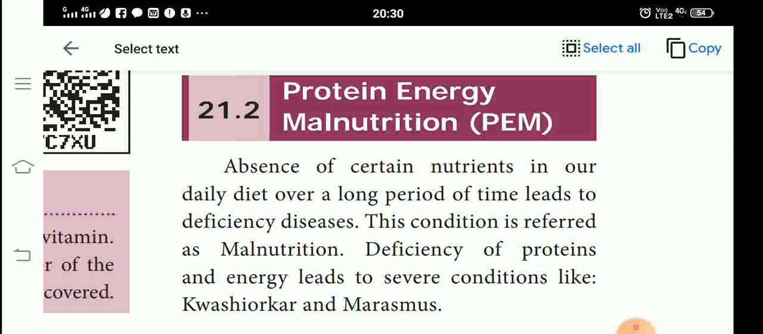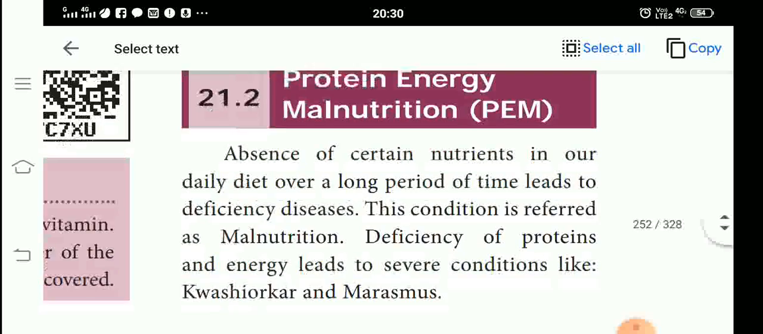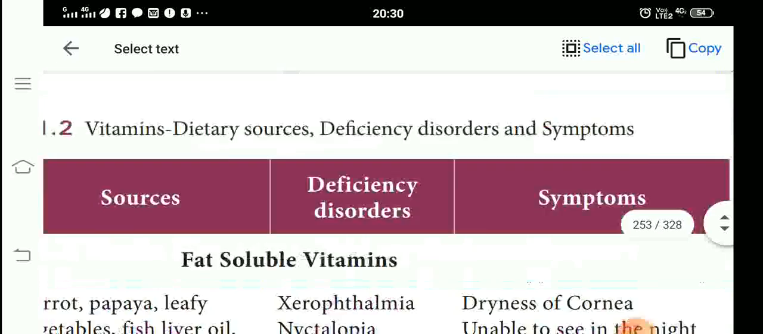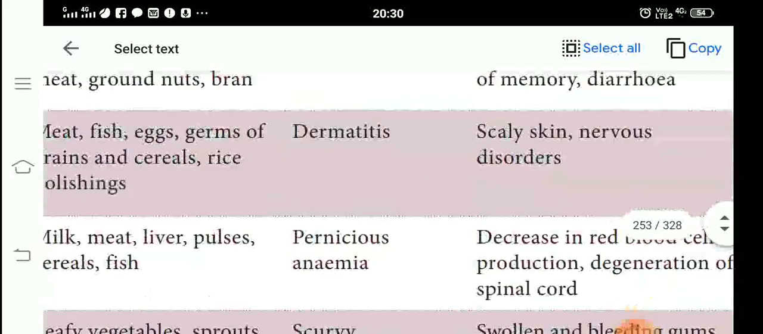These two diseases are due to deficiency of protein. What are the diseases? That is kwashiorkor and marasmus. Kwashiorkor and marasmus are mainly due to deficiency of what? That is deficiency of proteins. Let us see what is kwashiorkor and what is marasmus.